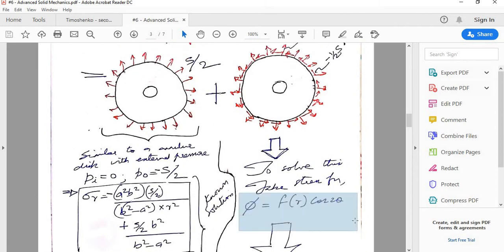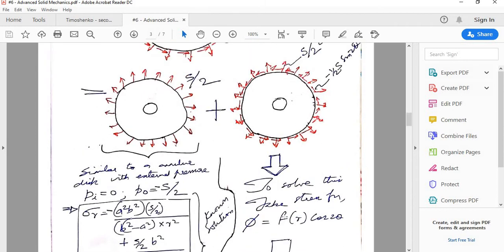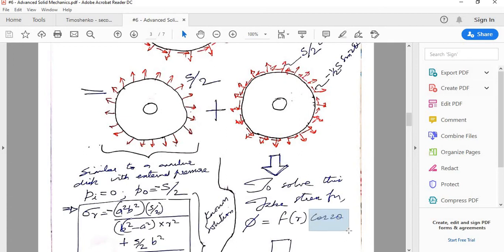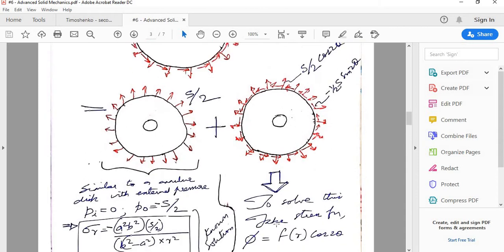So the stress function phi, in this case, is a function of r into cos 2 theta. So how did we arrive at it? Well, it's all based on some back calculation that was done by Timoshenko and people like that. So we won't go deep into that. But here, if you take the solution in this form, then this will be satisfied. Now you might ask what is this? F of r is again a function of r.